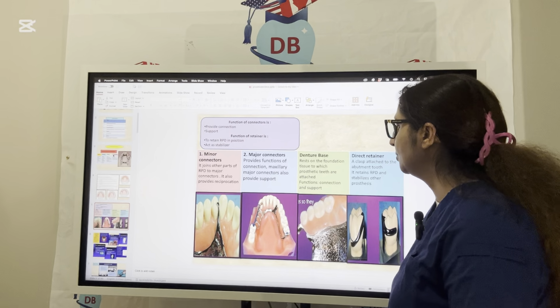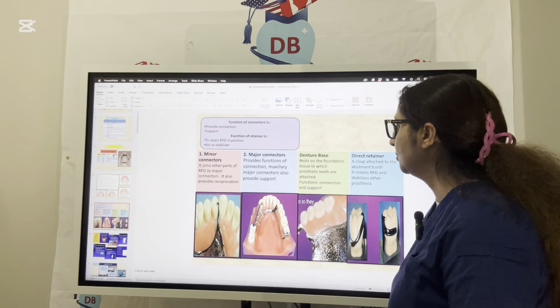Then the denture base and the artificial teeth. So let us proceed with this. The denture base is a rest on the foundation to which prosthetic teeth are attached. A direct retainer is a clasp attached to the abutment tooth. It retains the RPD and stabilizes the prosthesis.